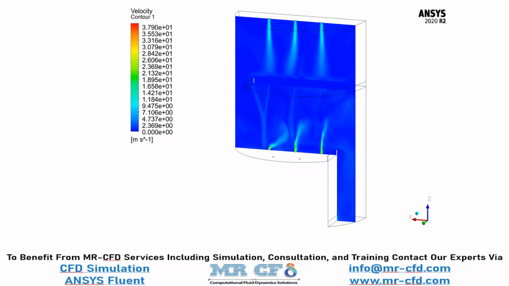Now in this velocity contour, you can easily see the velocity distribution of the air flow, and you can easily see how the air has entered the computational domain from the lower inlet part.